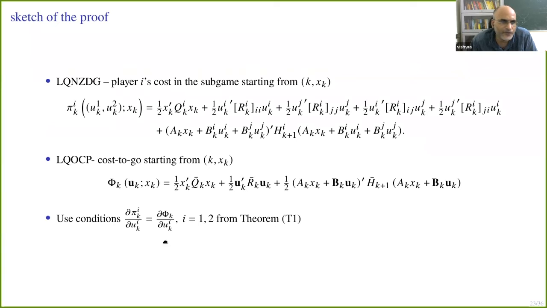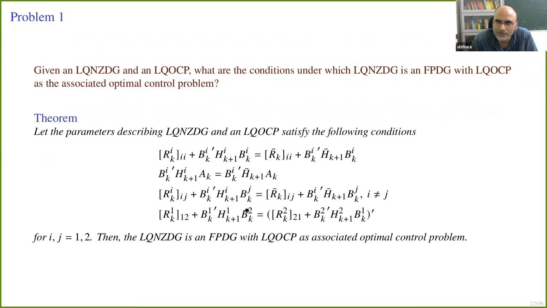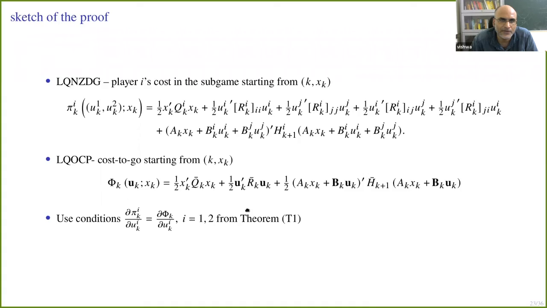The sketch of the proof is that at every stage k, I have a static game and I have this optimization problem, and we use the conditions from theorem 1 to get these conditions. That's pretty much it.